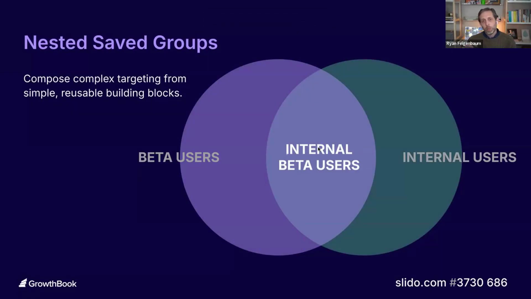And what we did is build on that to make it now composable, so you can build more complex logic here. In this example, we have beta users, we have internal users, and then we have this nested saved group that combines them into internal beta users.